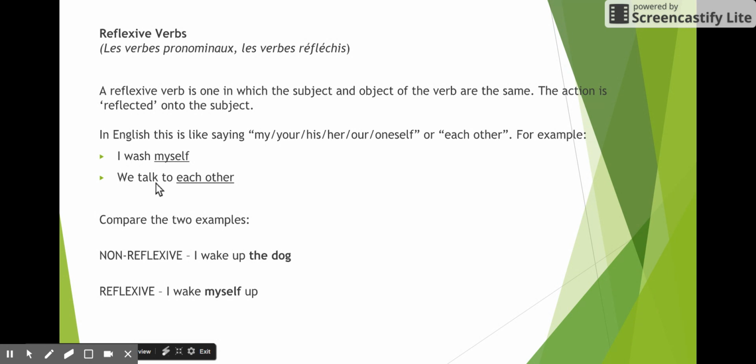It's the same in the sentence "we talk to each other." We, each other, are referring to the same people. So it is a reflexive verb. We can see in the example here the difference between the dog. The dog and I are not the same entity. It is not a reflexive verb, but when we use wake in this sense, "I wake myself up," then it is being used reflexively.